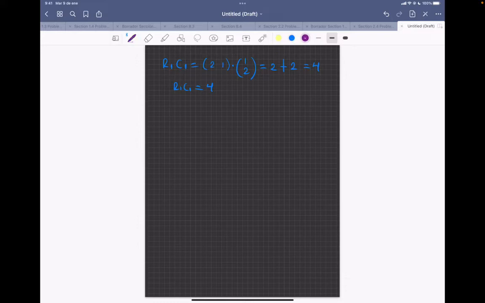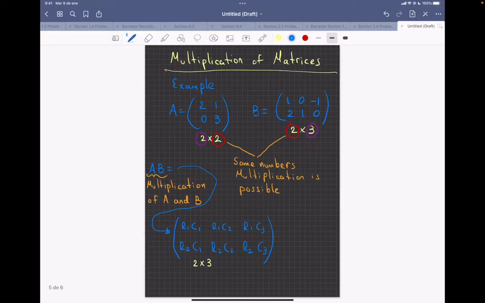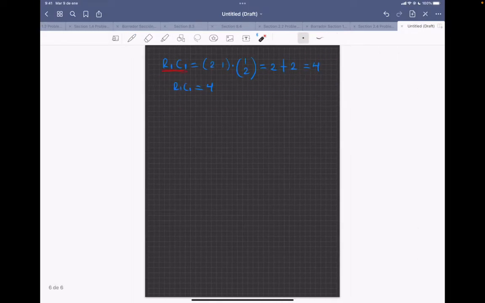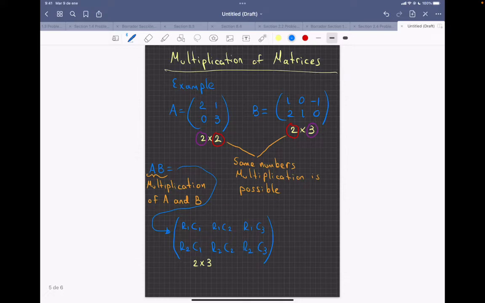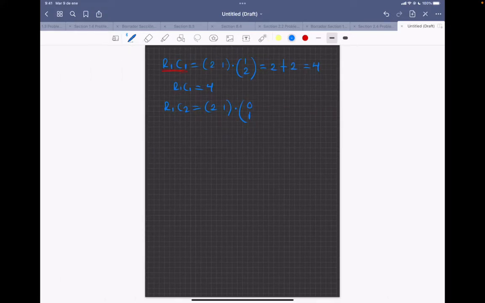And so on with all the other entries. For example, next one, row 1, column 2. Row 1, column 2 is equal to the row 1 in the first matrix, 2, 1, times the column 2 in the second one. Column 2 is 0, 1, and again, the first element times the first element plus second element times the second element. This case will be 2 times 0, 0, plus 1 times 1, 1. So we have 0 plus 1 is 1.